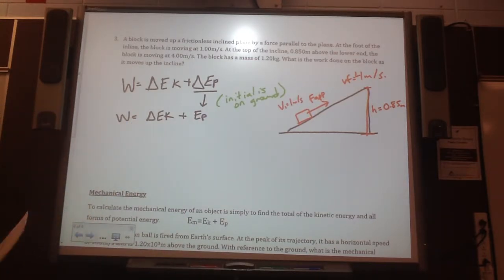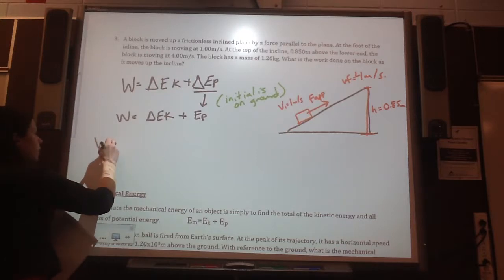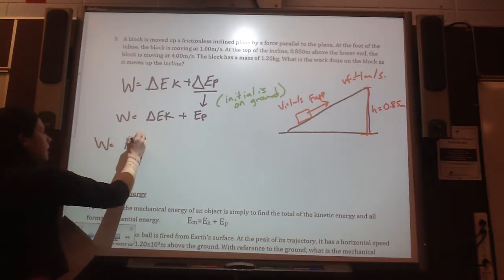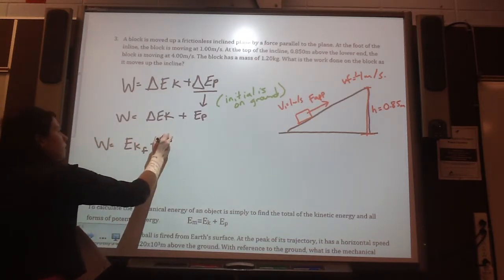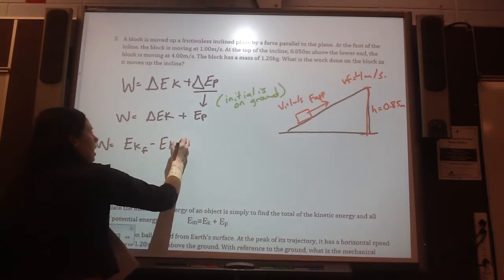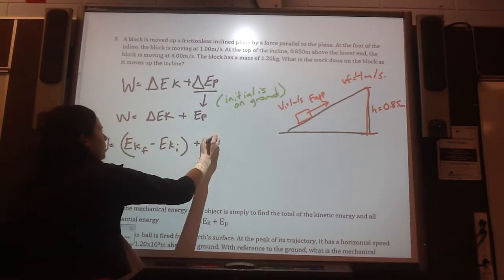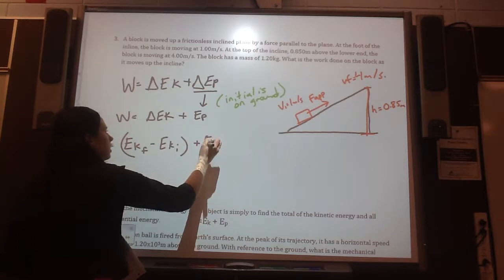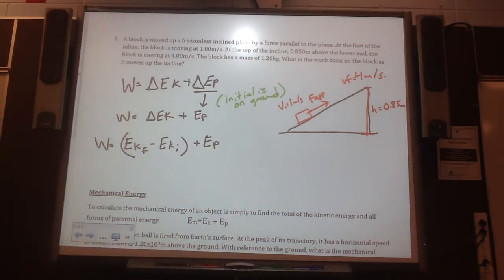Now I'm going to expand this even more and say W is equal to EKF minus EKI added to EP. So you could do all of these as separate calculations if you want to, or you can just have it as one massive. If you do it as all at once, make sure you have a lot of brackets though. I like to do it in a couple of steps at least.